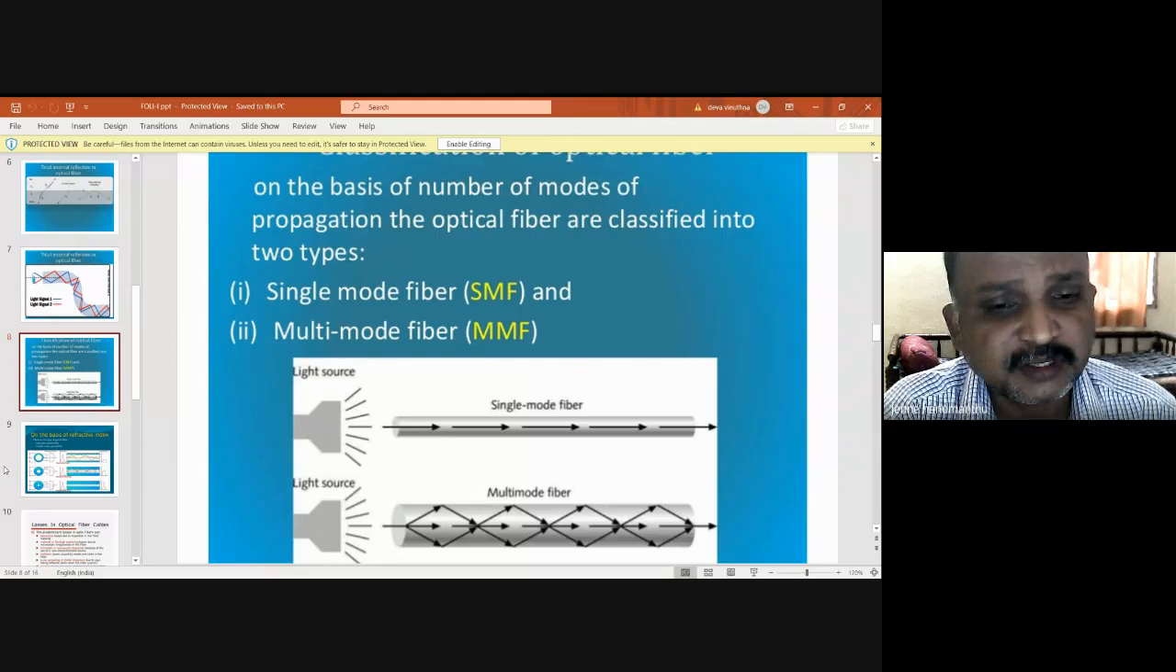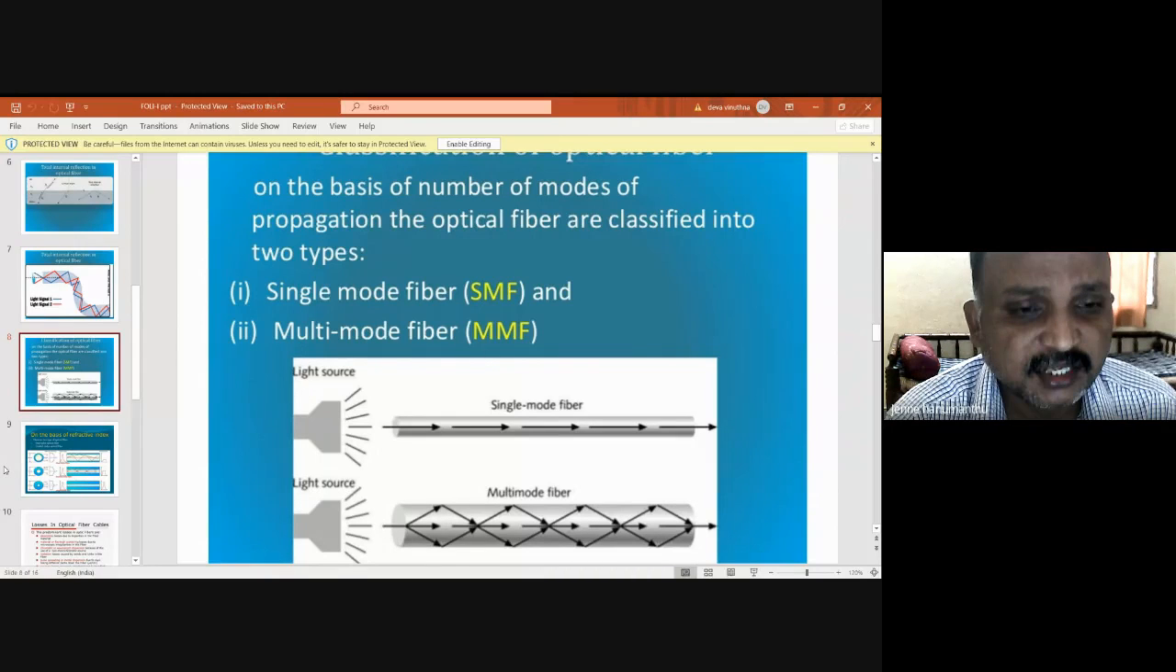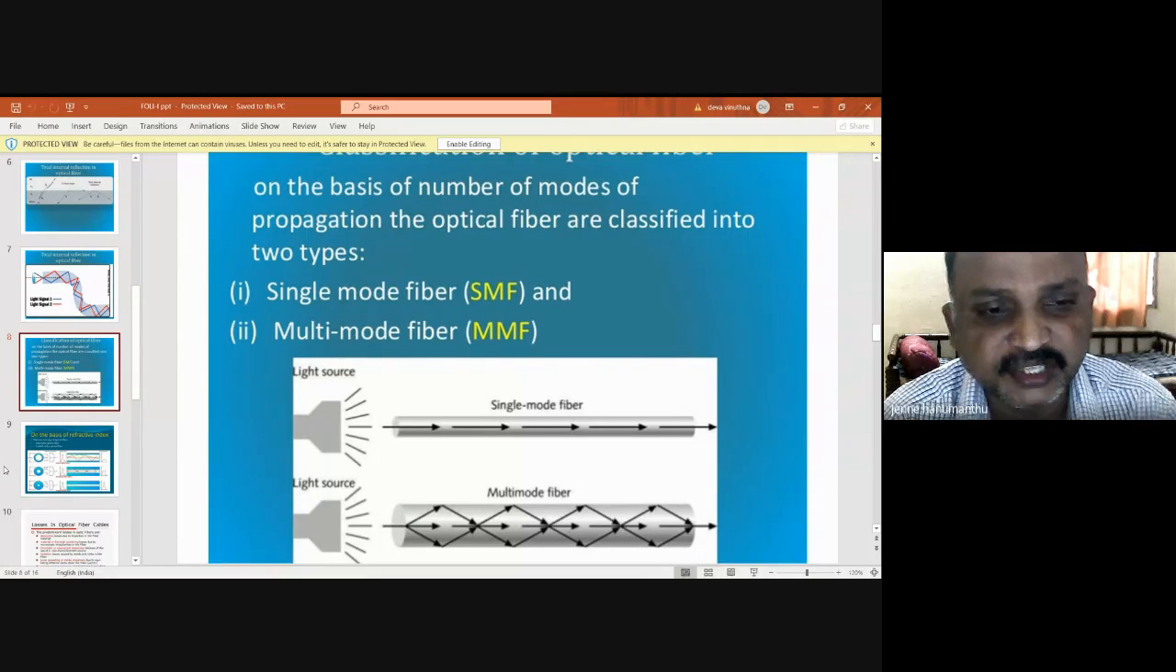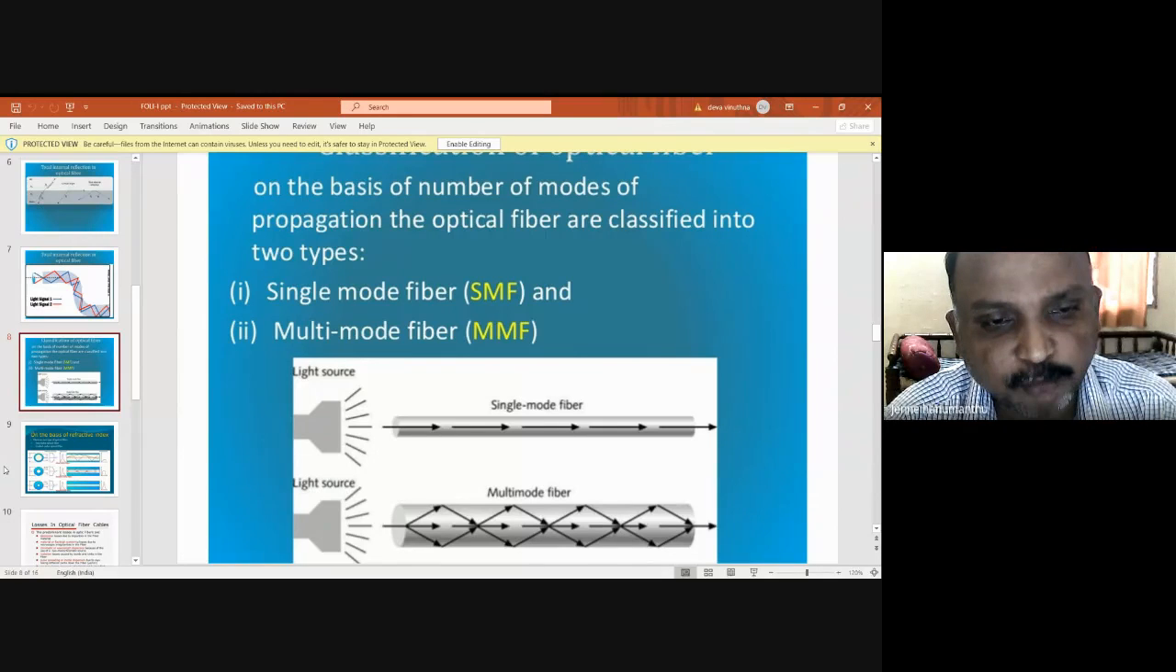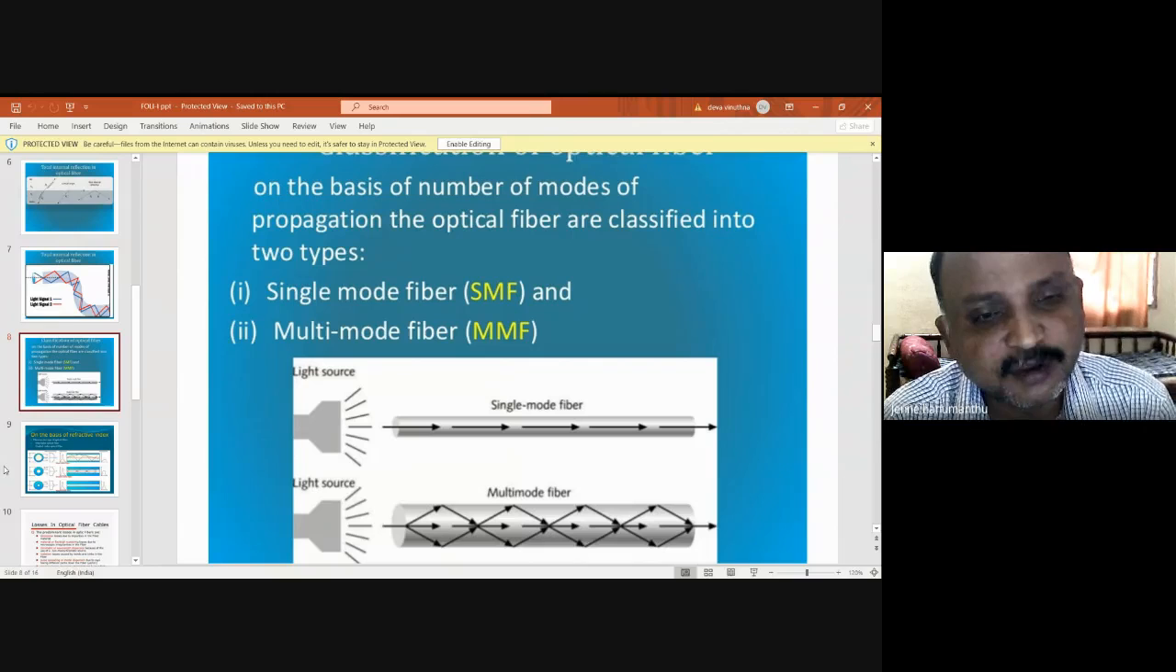Remember, see the light, this one direction, this another direction, this one mode, this other mode, this another mode. They are showing three modes here. The number of modes the light is going to choose, the directions may be more in number. That's called multi-mode fiber.